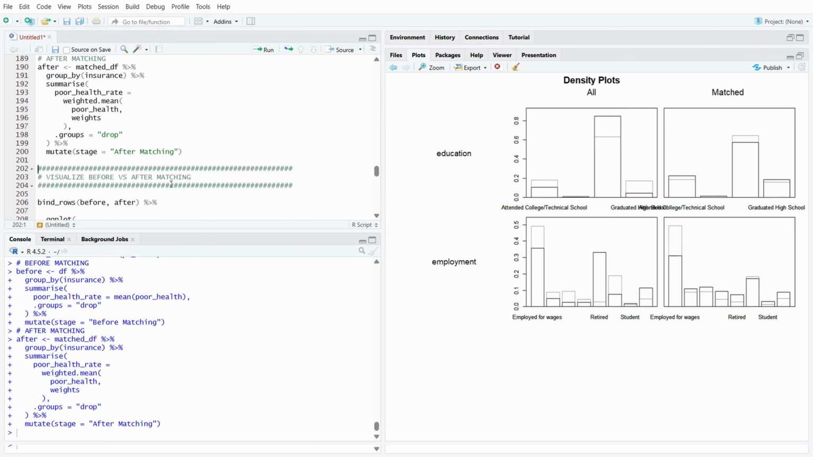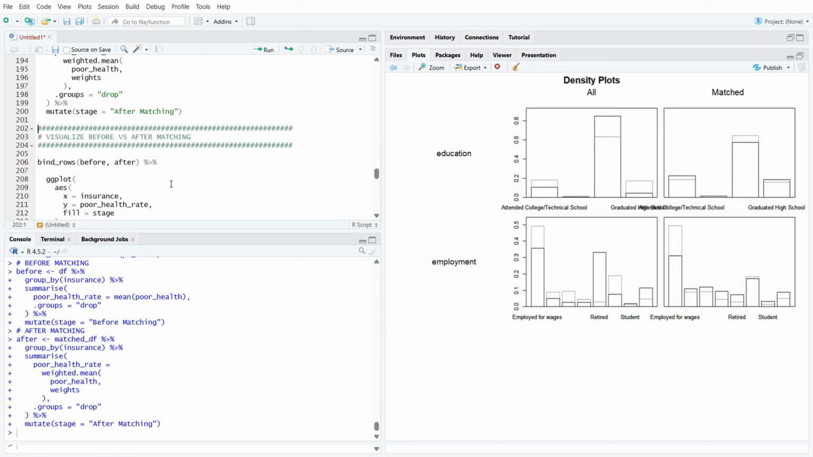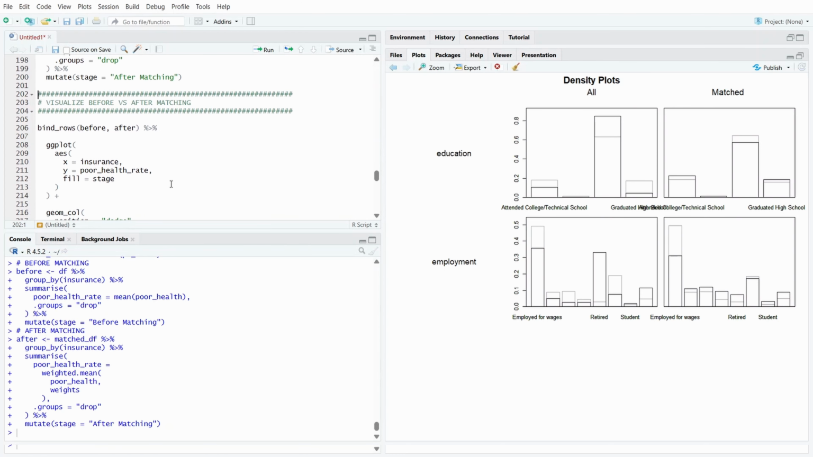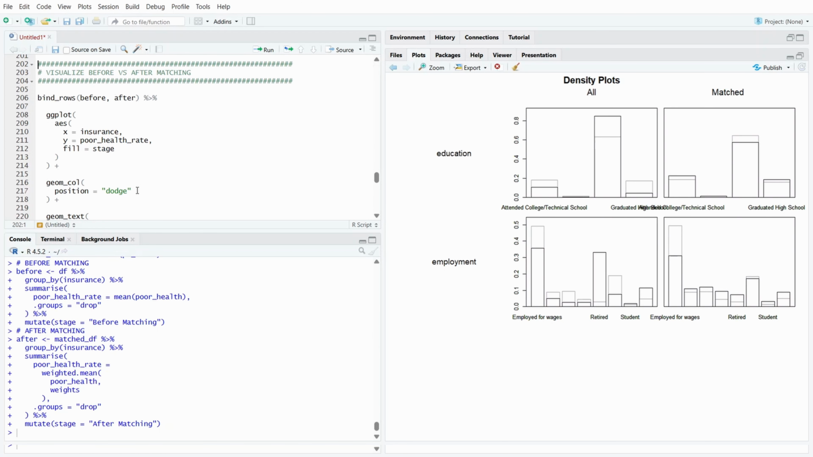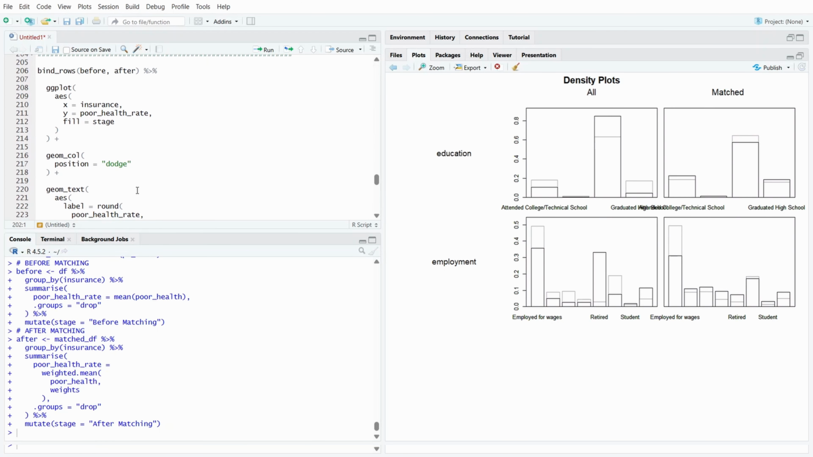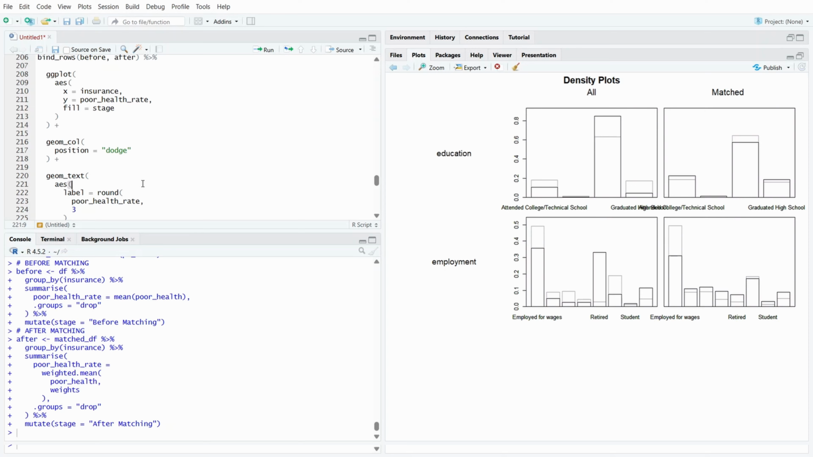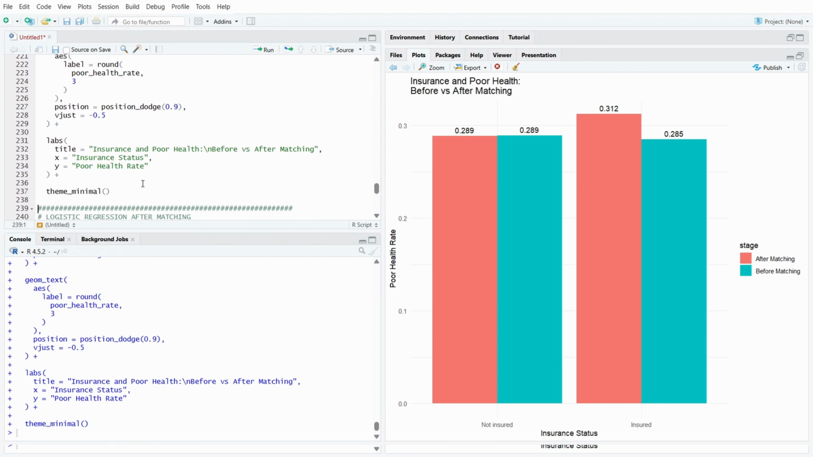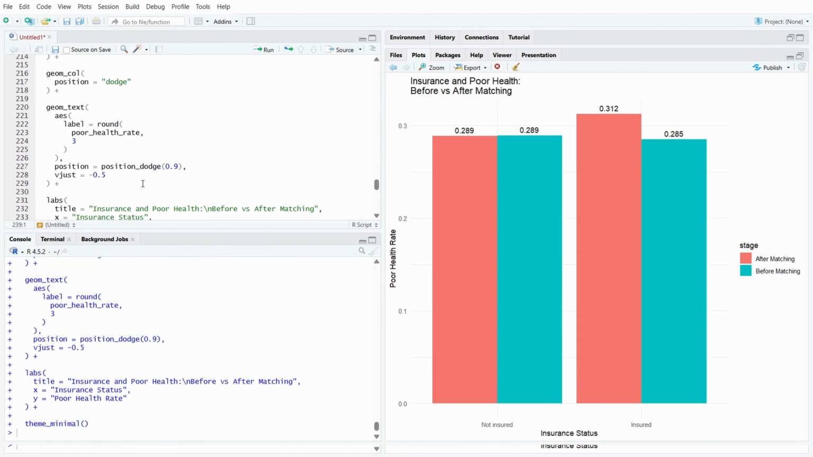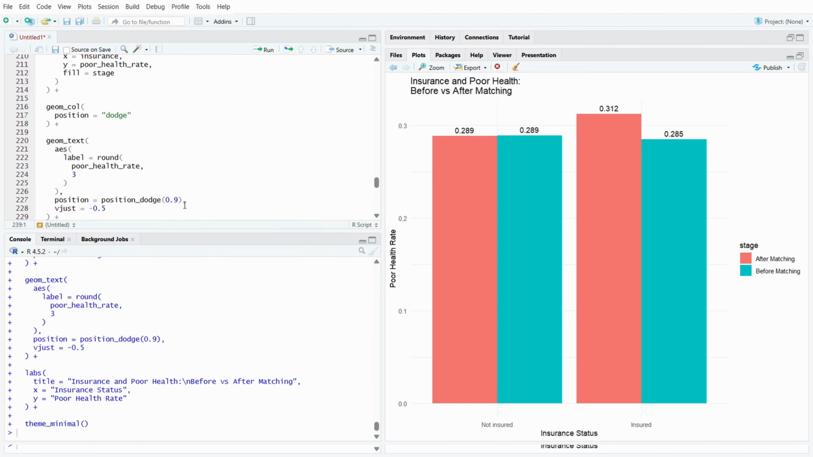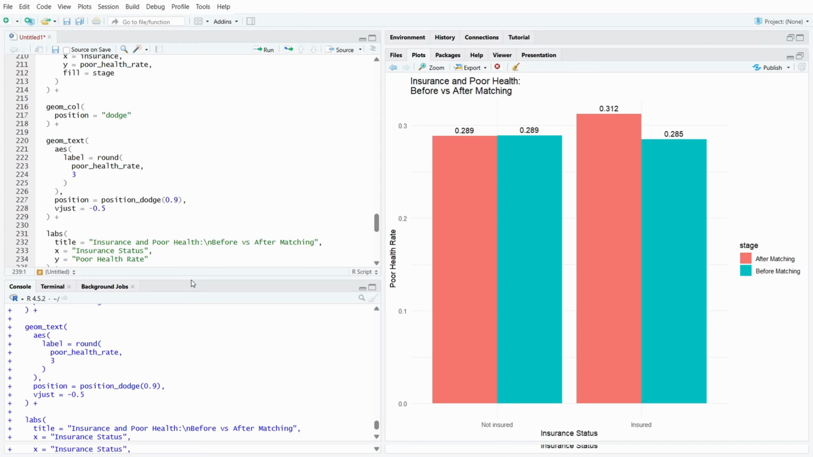Finally, we visualize both sets of results side by side. This visualization makes public health communication much easier because audiences can immediately see how statistical adjustment changes the estimated association. Sometimes the difference shrinks substantially after matching, which suggests that confounding variables explain part of the original relationship.